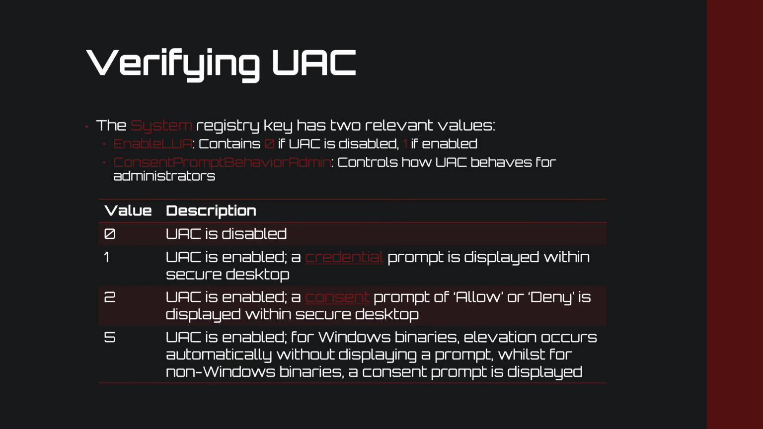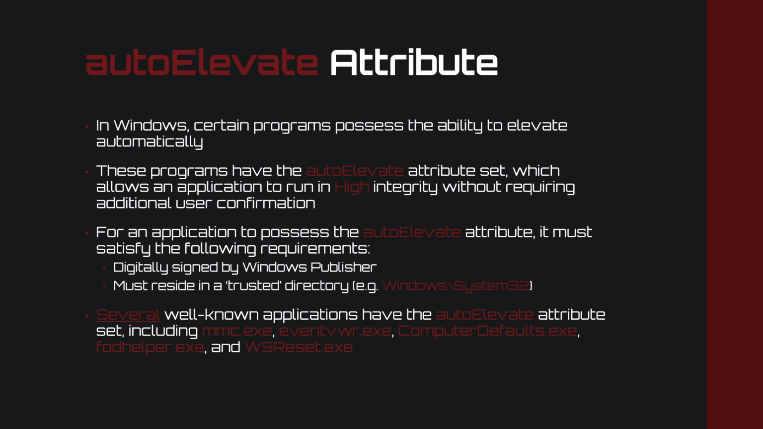Now, this option is the default, and for native Windows binaries, elevation occurs automatically without displaying a prompt, meaning that elevation happens in the background. However, for non-Windows binaries, the elevation prompt is presented as usual. Now, one of those properties that controls whether elevation happens in the background is autoElevate.